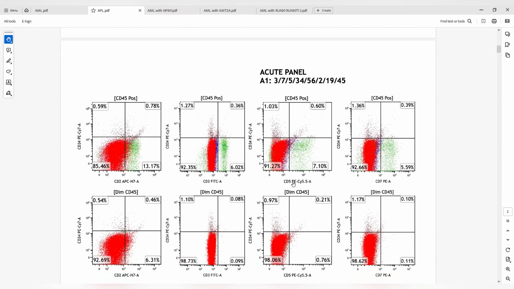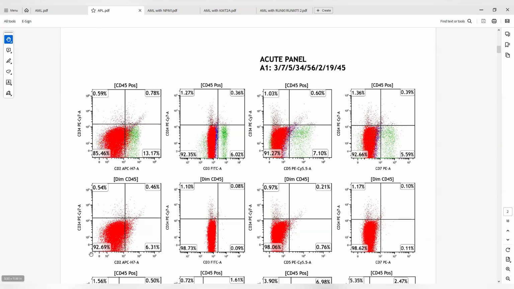So interestingly, I'm going to look at this line here, these boxes. Interestingly, this population is negative for CD34 since all these cells fall below this line. CD2 is negative, CD3 is negative, CD5 is negative, and CD7 is negative. So we do have a dim CD45 population that is negative for CD34 and negative for the T lymphoid markers, including CD2, CD3, CD5, as well as CD7.